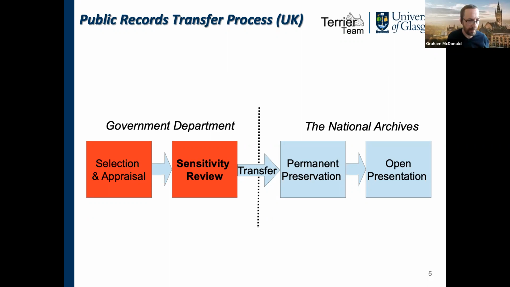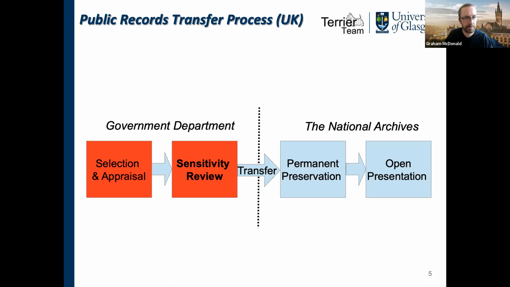In the case of the UK, that's by transferring them to the National Archives, firstly for permanent preservation, but also for open presentation. In other words, anyone these days can go to the National Archives website and search these documents and find any information that's in them. So if there is sensitive information that accidentally gets out, it can have detrimental consequences for whoever the information is related to.